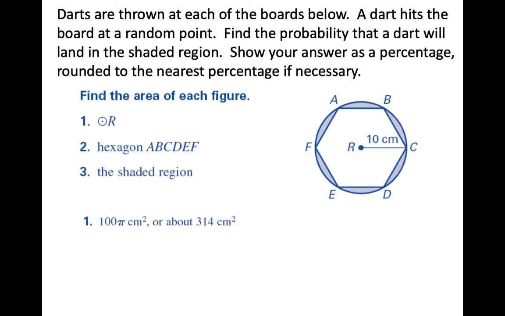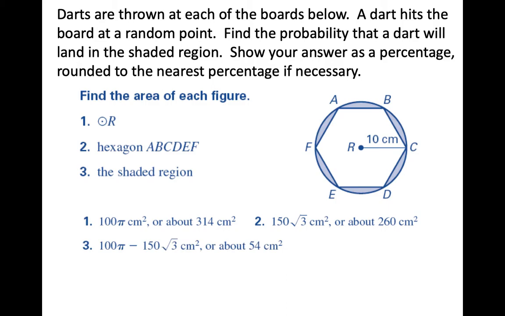And so the area of the circle, if the radius is 10, then that is 10 squared pi, or about 314 square centimeters. The area of that hexagon, if I draw a line from R to the midpoint of BC, that will make a 30, 60, 90 triangle, and I can solve this whole thing out, and it's equal to exactly 150 root 3 square centimeters, or about 260 square centimeters if I'm rounding it out.